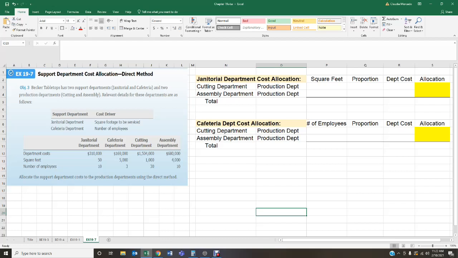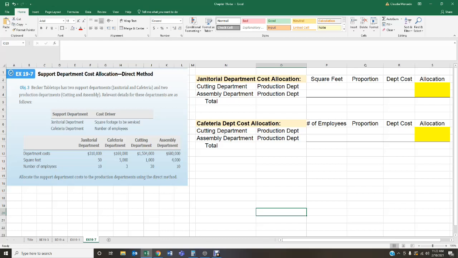So we've got the janitorial department. The cost driver is the square footage to be serviced. Okay, the more square feet that your production department has, the higher the expense related to janitorial services. We also have the cafeteria department, which is based on the number of employees. Below that, we've got a table with the department cost, the square feet, and the number of employees for the janitorial department, cafeteria department, cutting department, and assembly department.